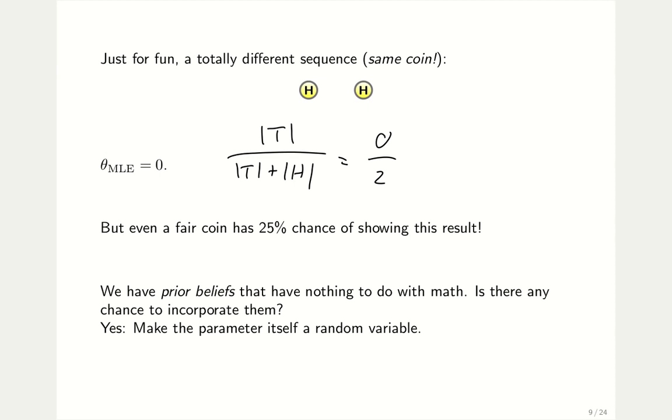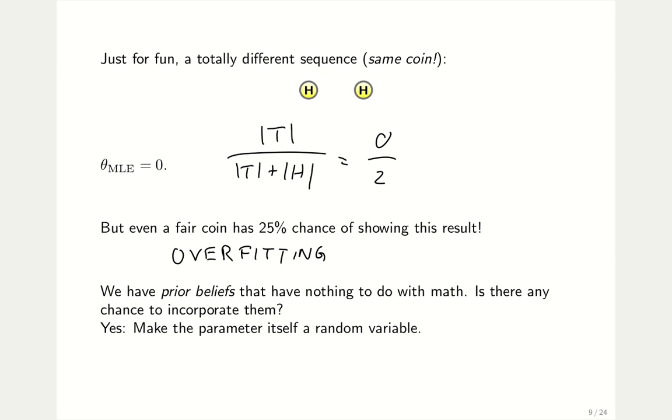And this leads to a phenomenon which is called overfitting. Because it's a point estimate, it is overfitting to the data, and it is not taking into account that it's not that unlikely that the coin might still be fair or might just be slightly rigged, slightly biased towards heads.